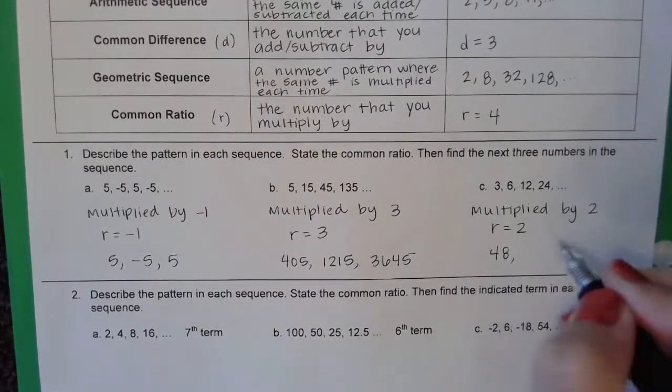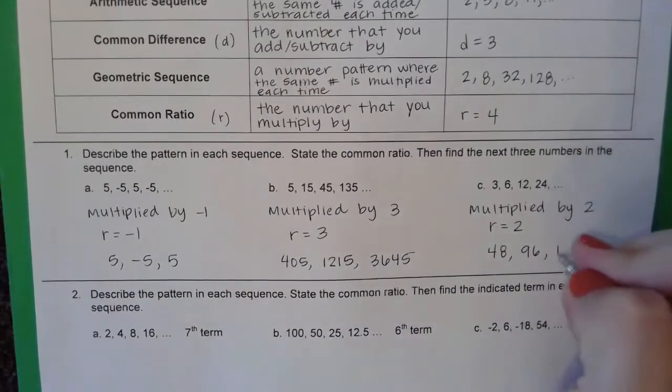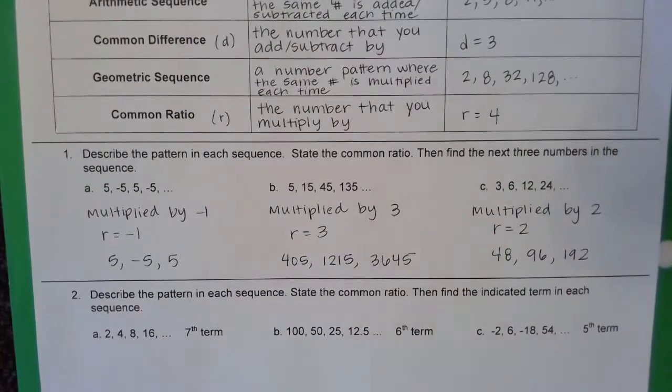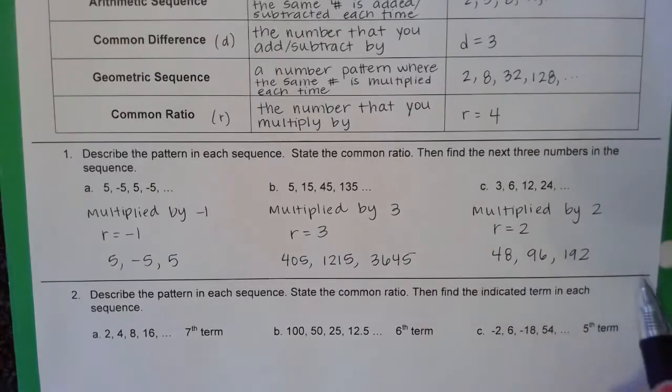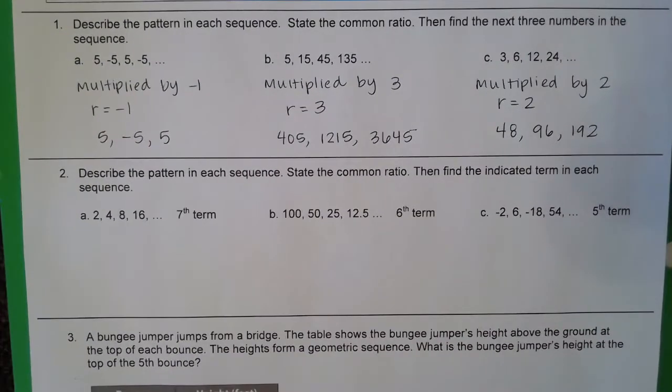And then I times this one by 2, which gives me 96. And then I times that one by 2, which gives me 192. And so you could keep this pattern going to figure out as many numbers in a row as you're being asked to find.